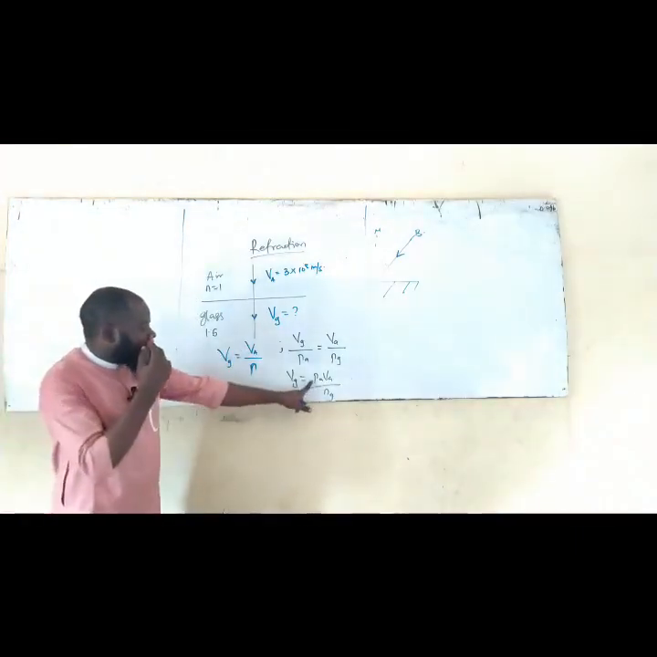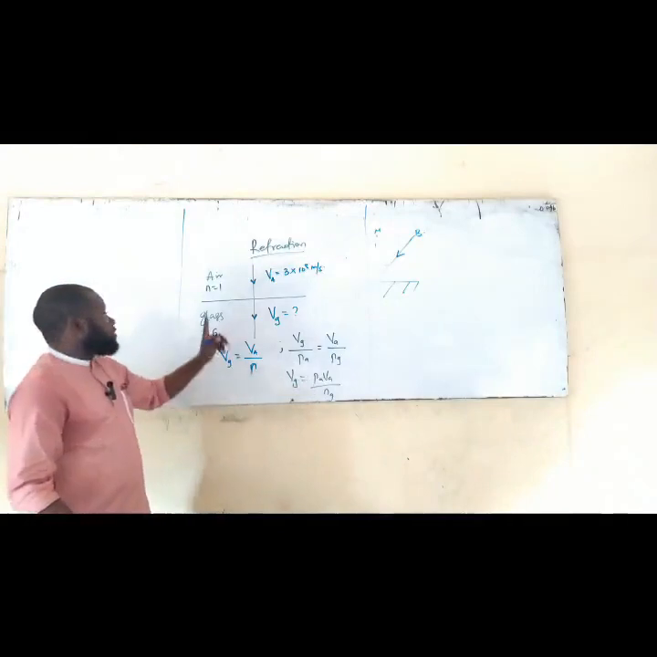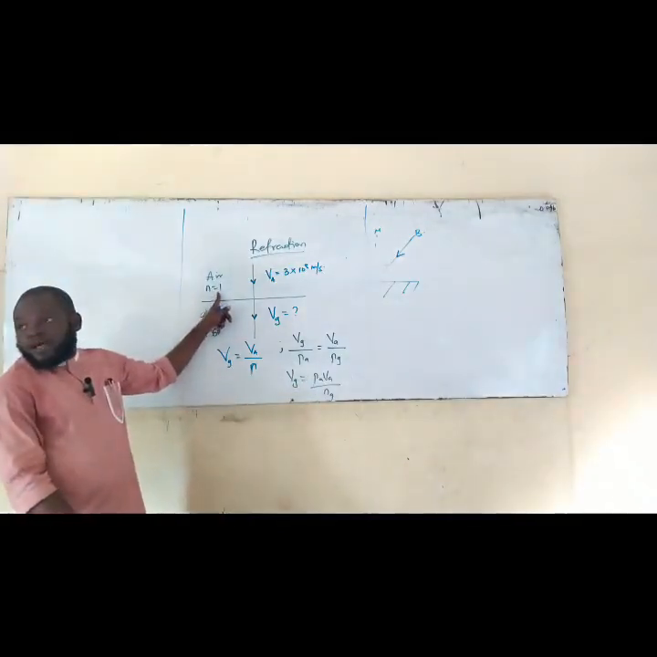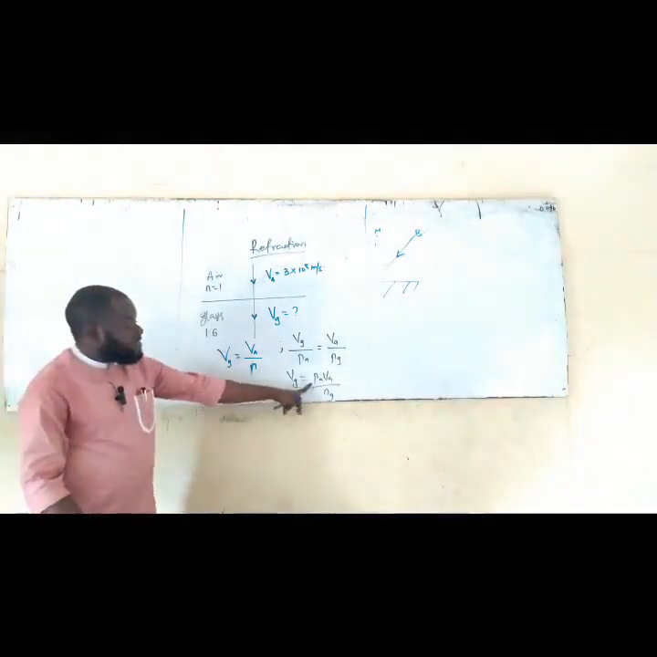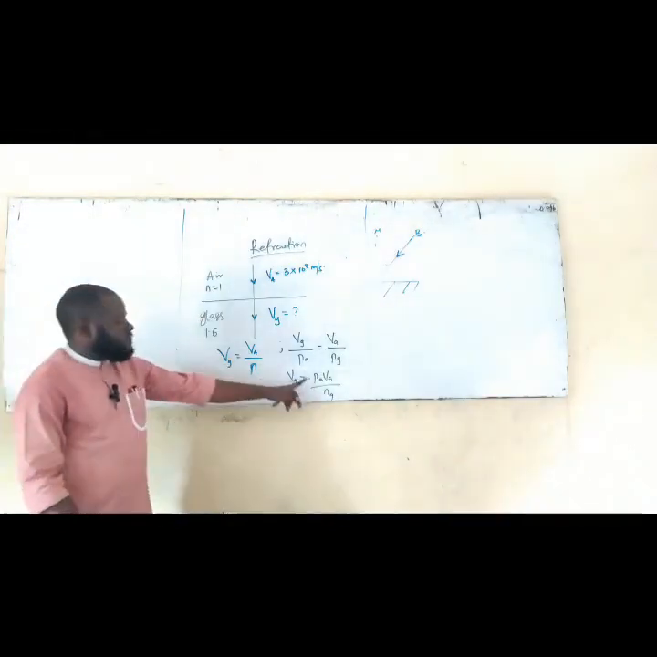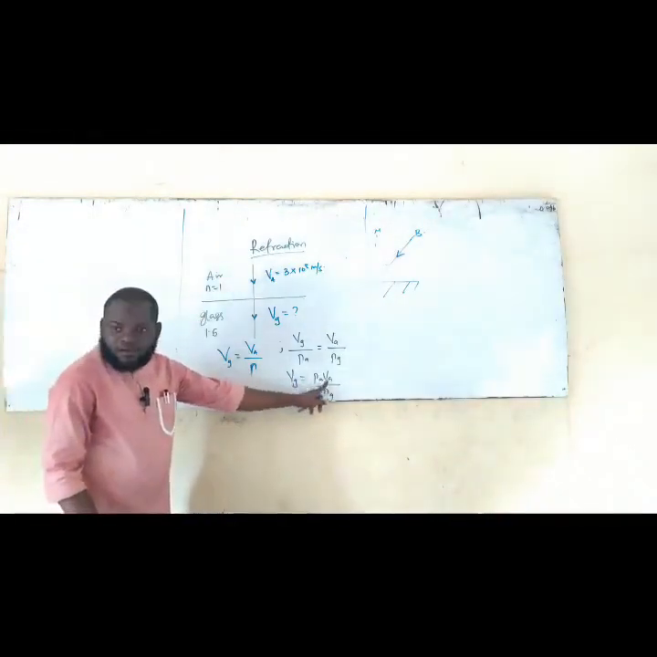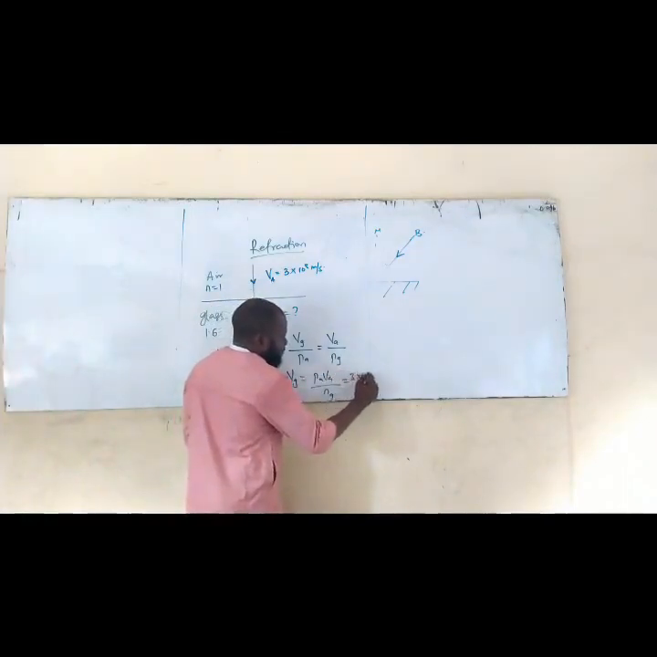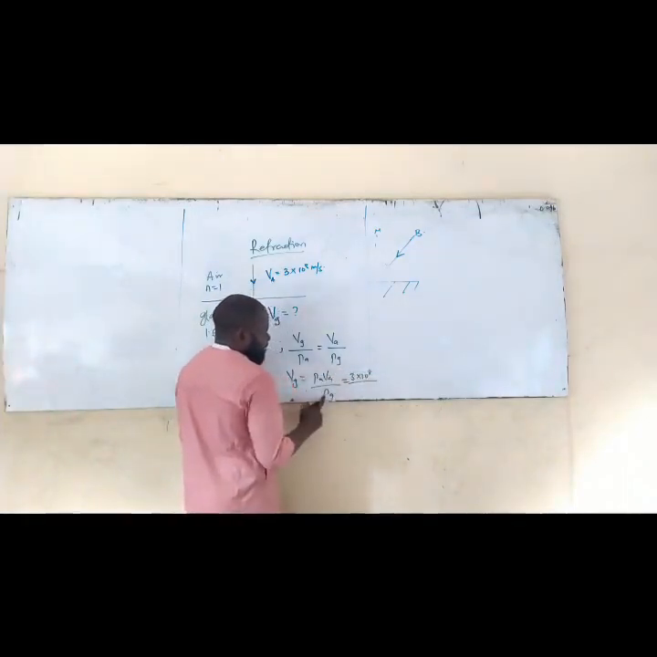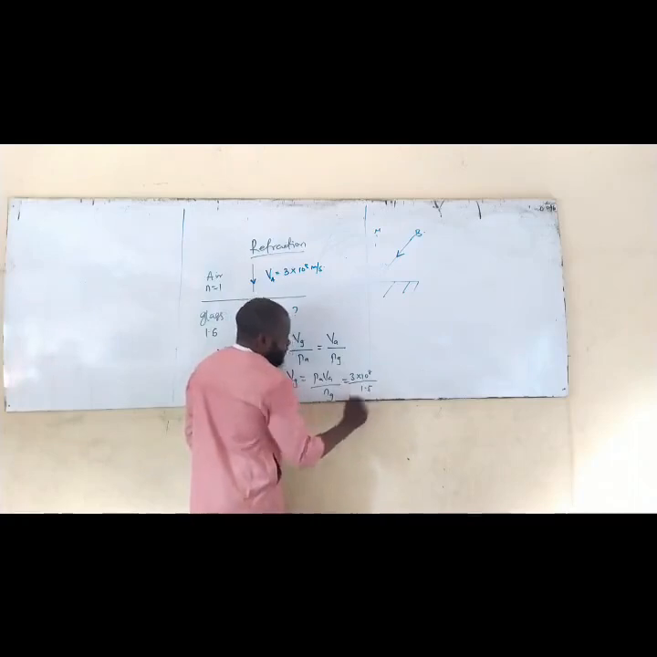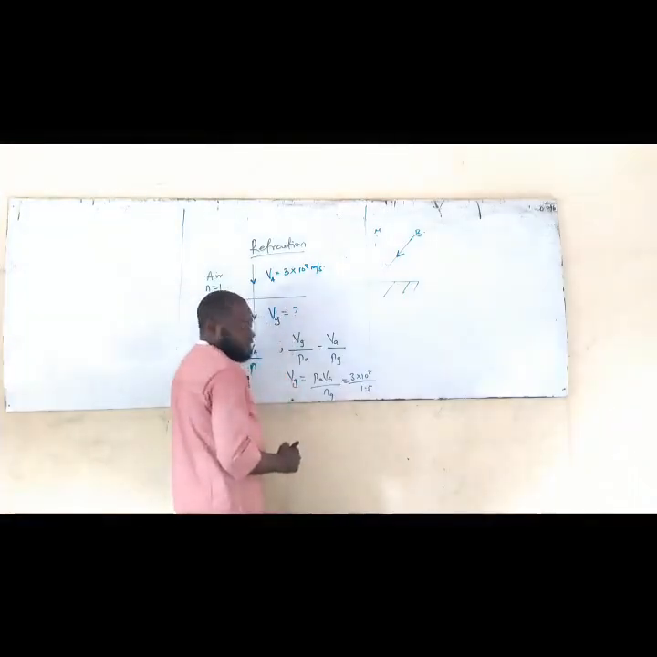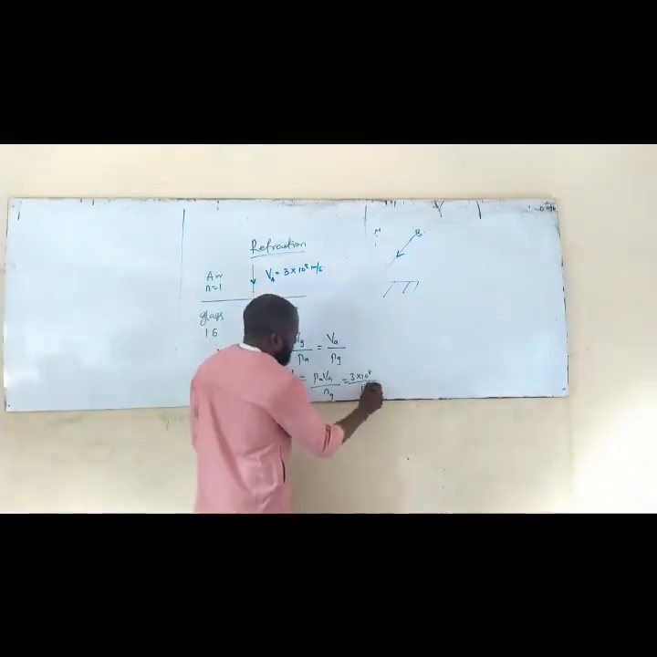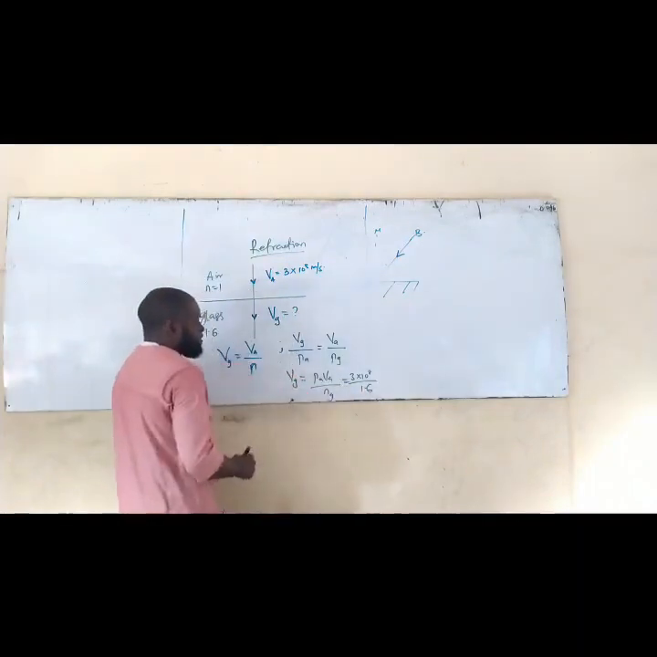But since the refractive index of air is 1, are you seeing it now? Since the refractive index is 1, then the velocity of light in glass is going to be 3 times 10 raised to power 8 divided by the refractive index of glass, 1.5. Sorry, 1.6. Okay. So 3 divided by 1.6, what do you have?